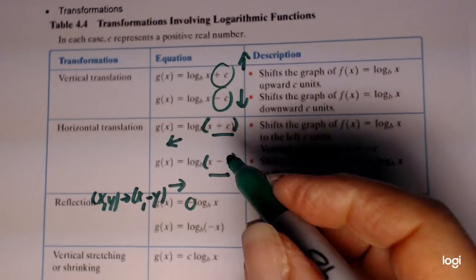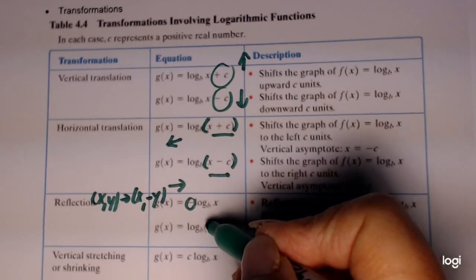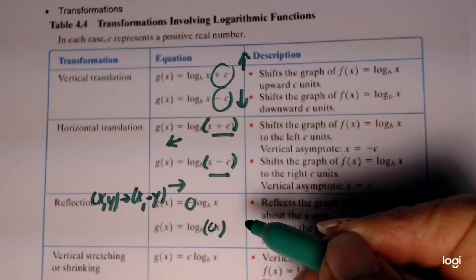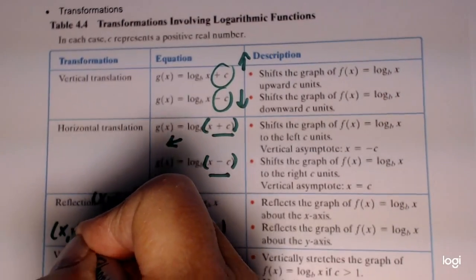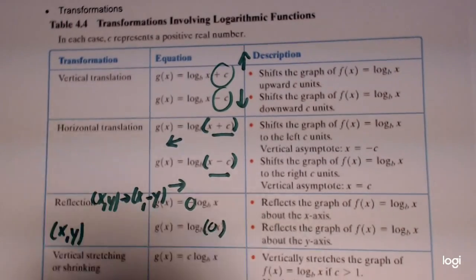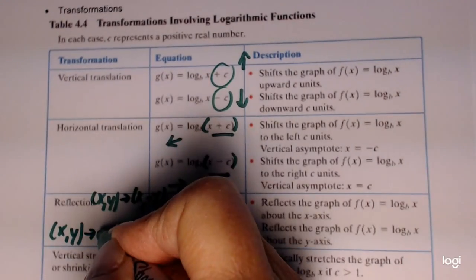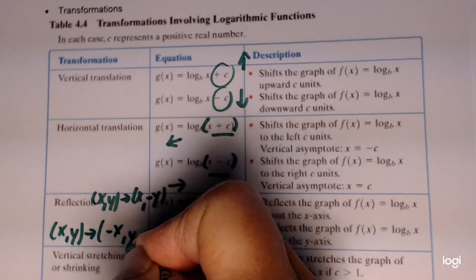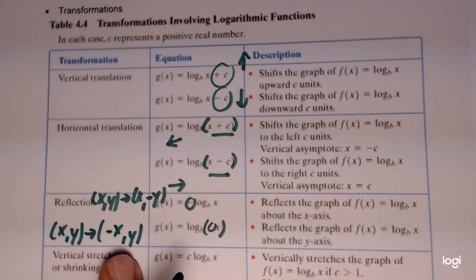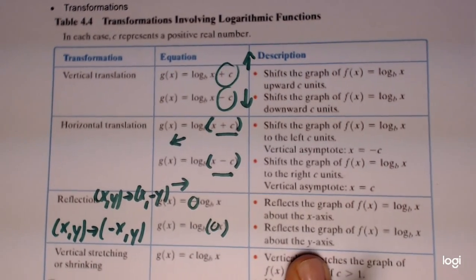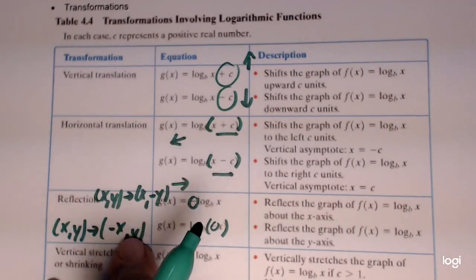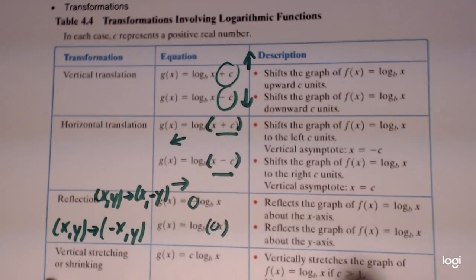coordinate pair. When you have the negative sign inside with the x, if we have the point (x, y) on our log function, the new point that we're going to graph has the x with its sign changed. So this results in a reflection about the y-axis. These are a little tricky. I think it's best to remember this information here.